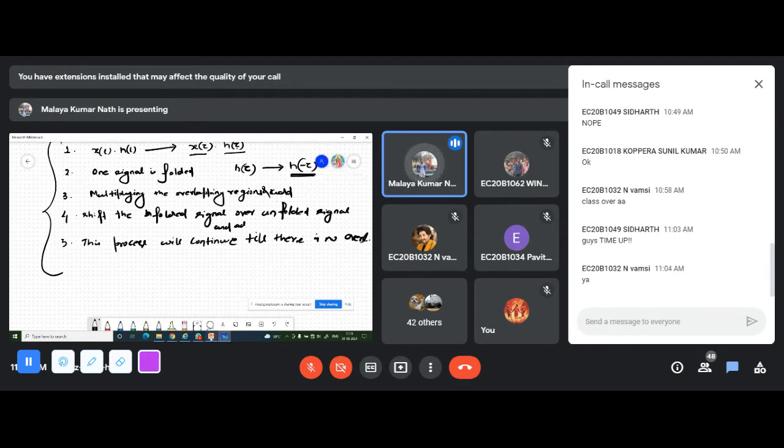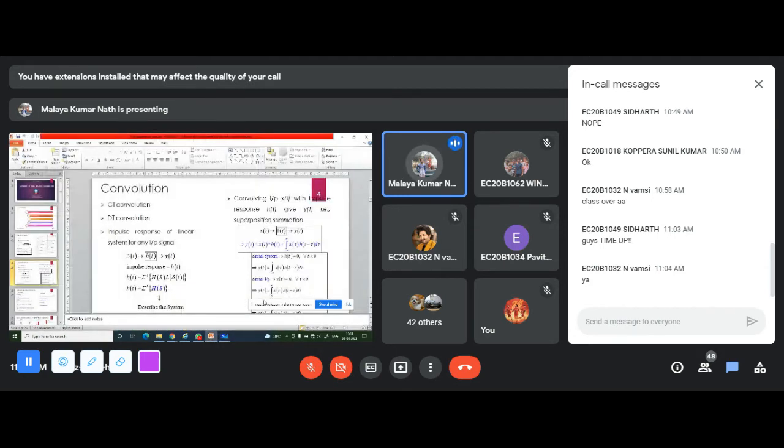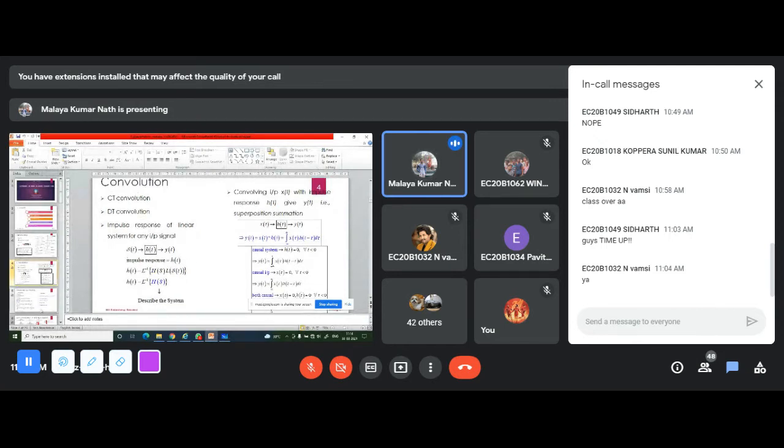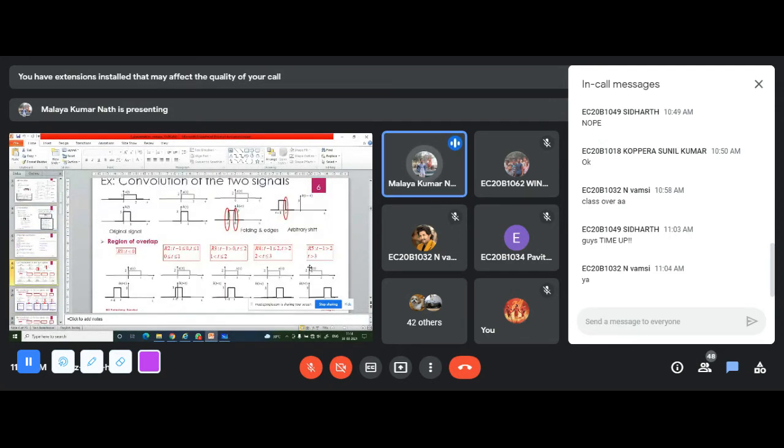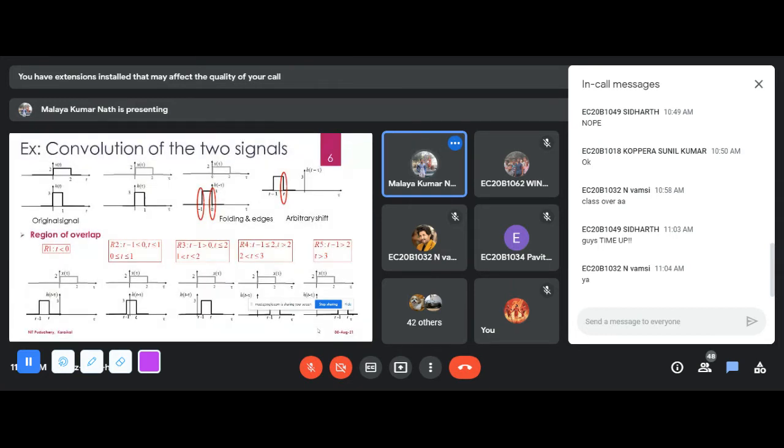Now I will just show one example. I will not do any mathematics. I will just simply show one example to you of how exactly it is happening. Now look at this slide. I hope it is visible to all of you.